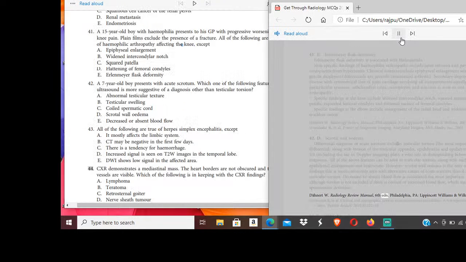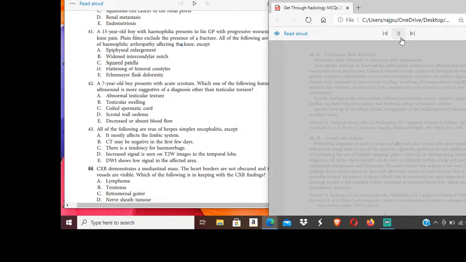6th ed. Philadelphia, PA, Lippincott, Williams & Wilkins, 2007:975. Karmazin B, et al. Clinical and sonographic criteria of acute scrotum in children: a retrospective study of 172 boys. Pediatr Radiol. 2005;35:302-10. 43. E. DWI shows low signal in the affected area.